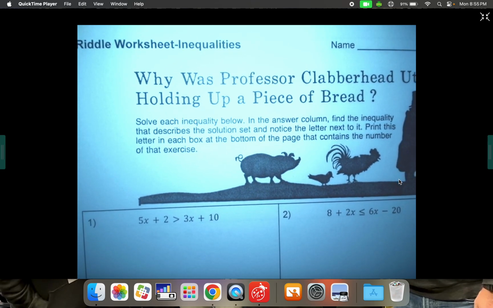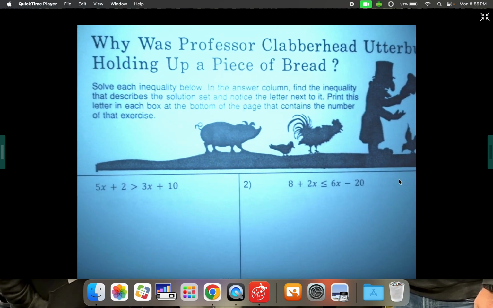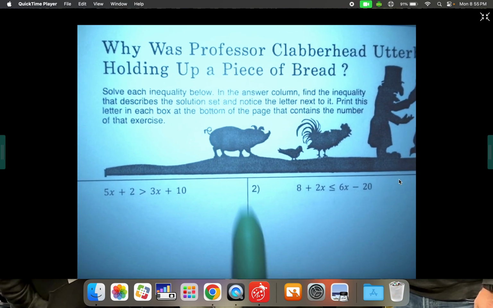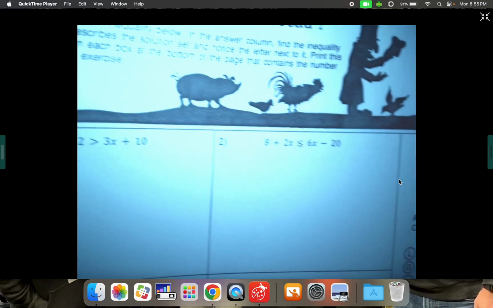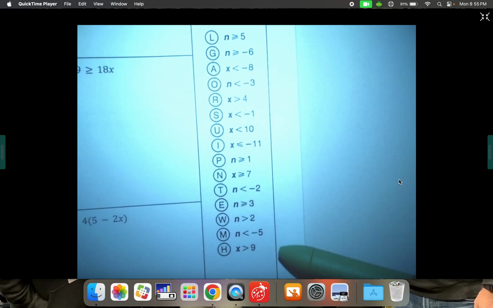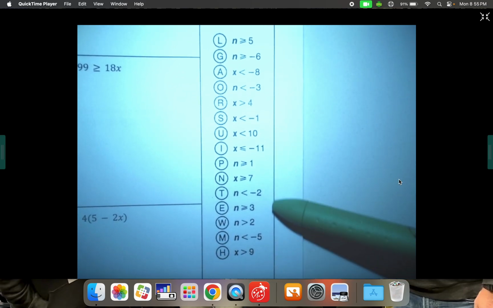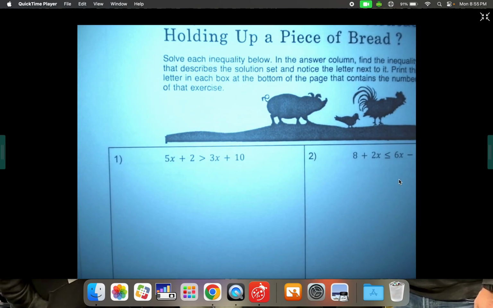Okay, today we are still working on inequalities, but we've got this riddle worksheet. And because I never care if you actually solve the riddle, I didn't even put the information for it. I did just take the answers so that you can at least find it. And that's why I like riddle worksheets, because it has the answers on it, but we don't really care about the actual riddle. So let's just jump into solving it.